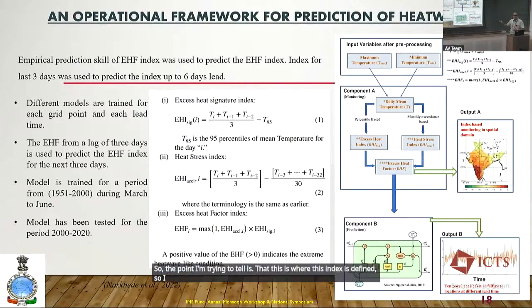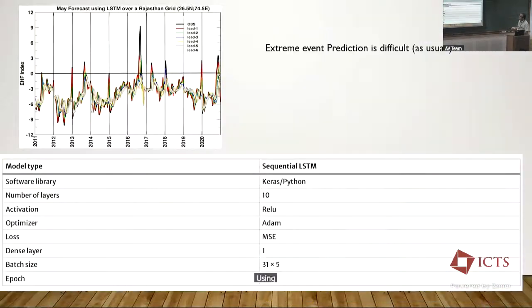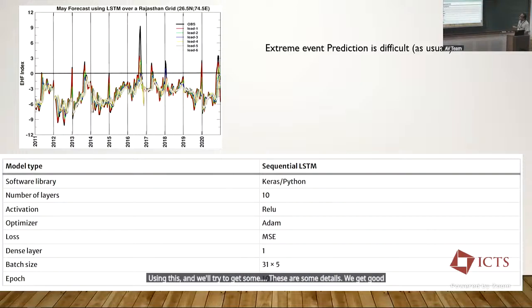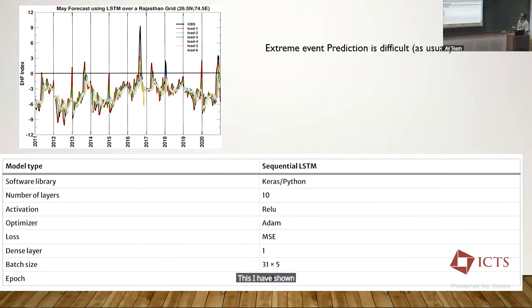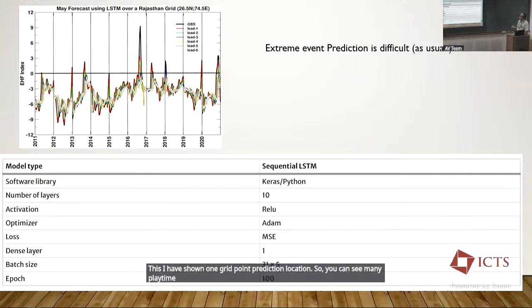So I am trying to predict it using this. We get good predictions, but again, not when there is danger. If this index crosses 0, by definition it is a heat wave-like situation. I have shown one grid point prediction location. You can see many times when it is not dangerous, we predict well, and many times when it is dangerous, we do not predict well. We could predict at most 2 to 3 days ahead, but even that is good in terms of impact.